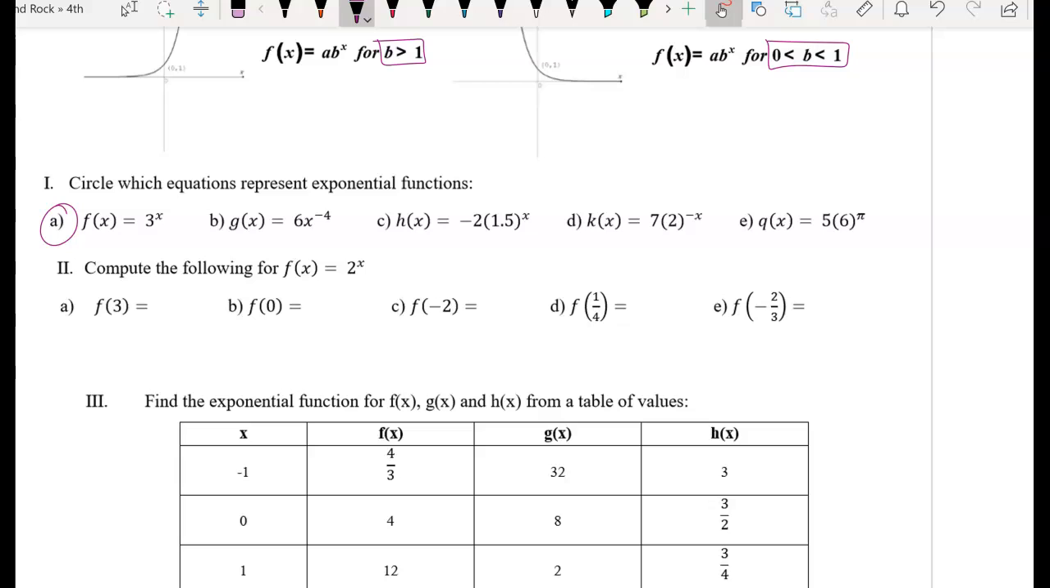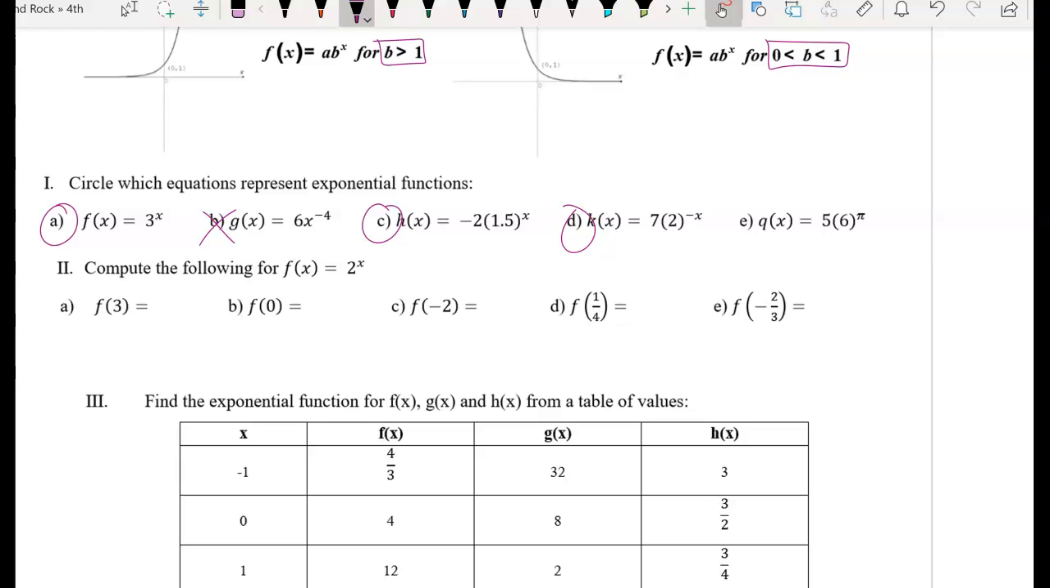Part B, is that exponential, Manissa? No, it is not, because we have -4, which is not a variable in our exponent. What about part C? Is that exponential, Alejandra? Yes, it is, because again, there's an x in the exponent. What about D, Evelyn? Yes. Even though it's a negative x, who cares? It's still a variable up there, so it is exponential.